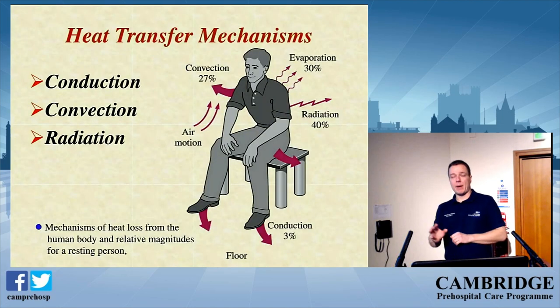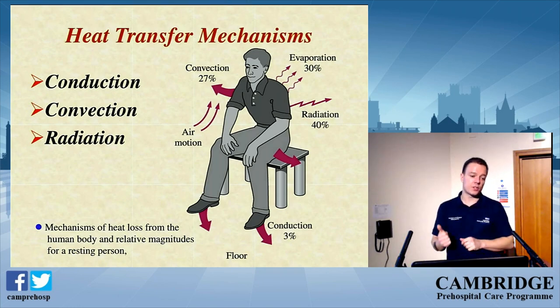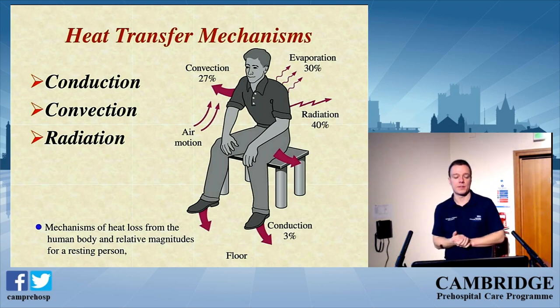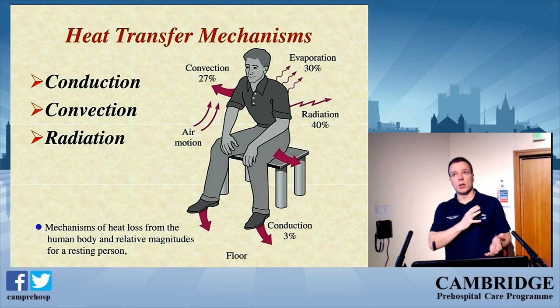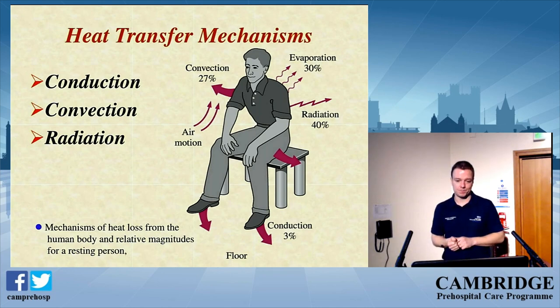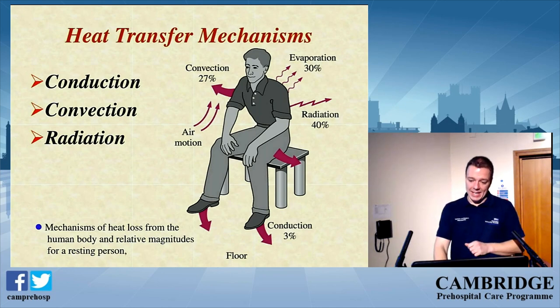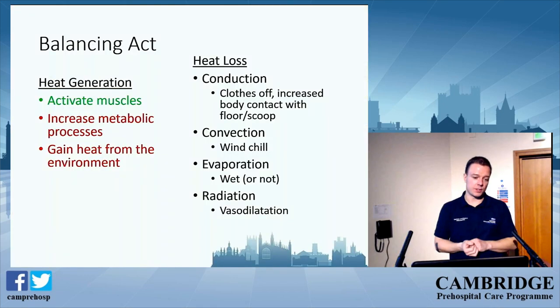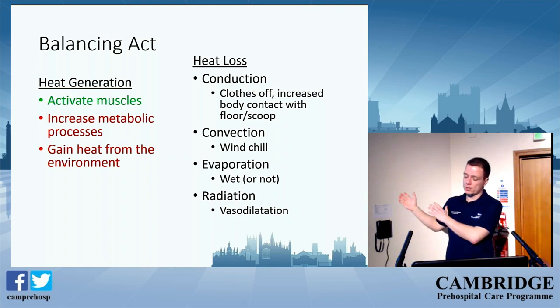In terms of heat loss then, back to your GCSE physics, you're essentially looking at these forms of heat loss: conduction, convection, radiation, and you can see evaporation there as well, 30% of our heat loss. All of these mechanisms are losing heat, or have the potential to lose heat, which is being generated by those metabolic processes and the muscle activity that we've been talking about. So it really is a balancing act between the heat generation on the left-hand side of the screen and the heat loss on the right-hand side.